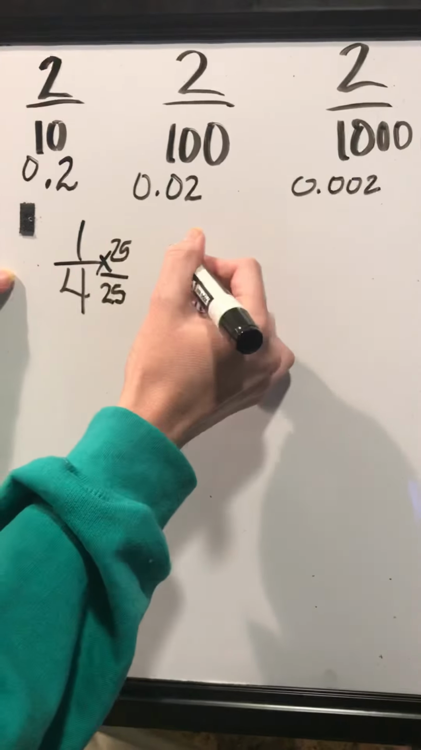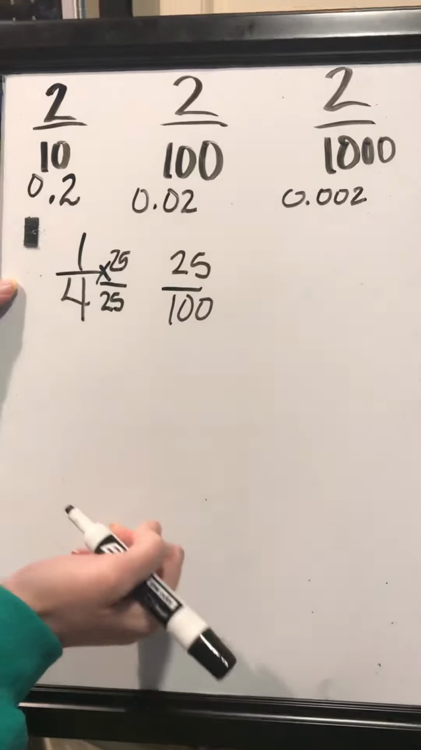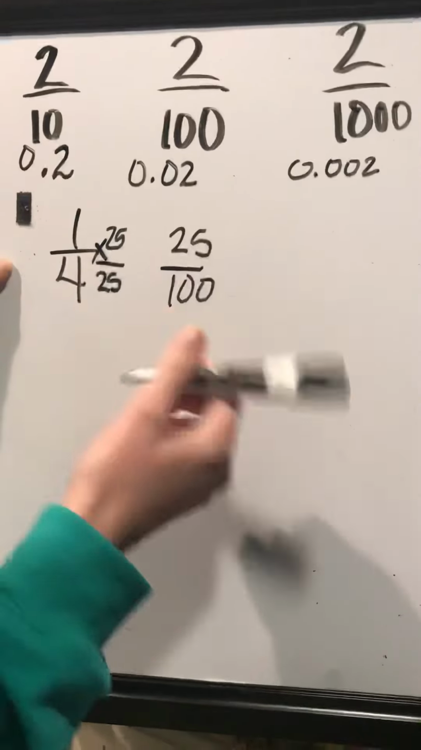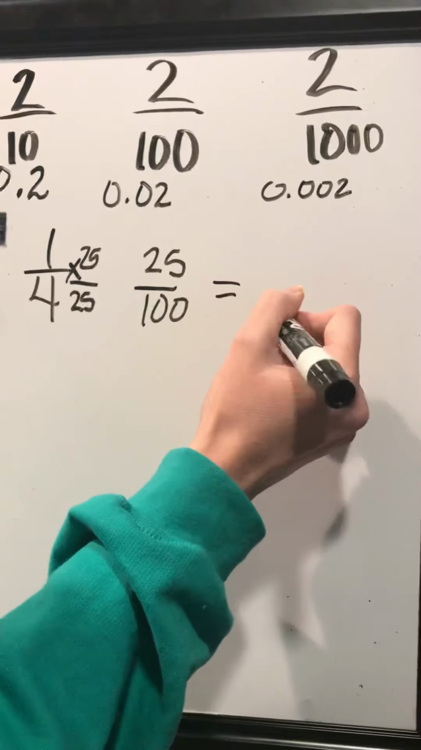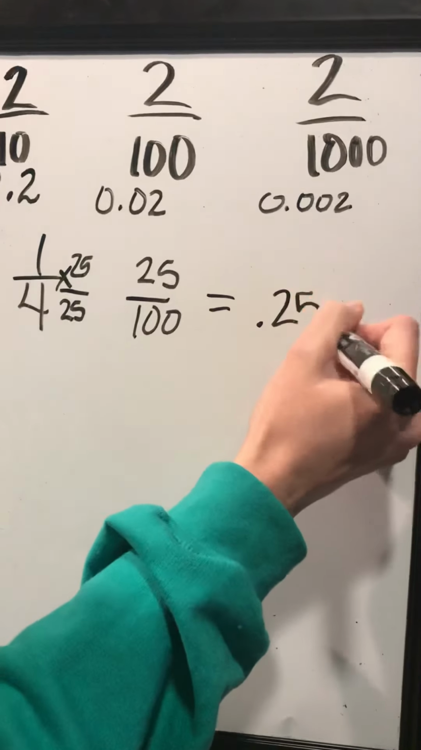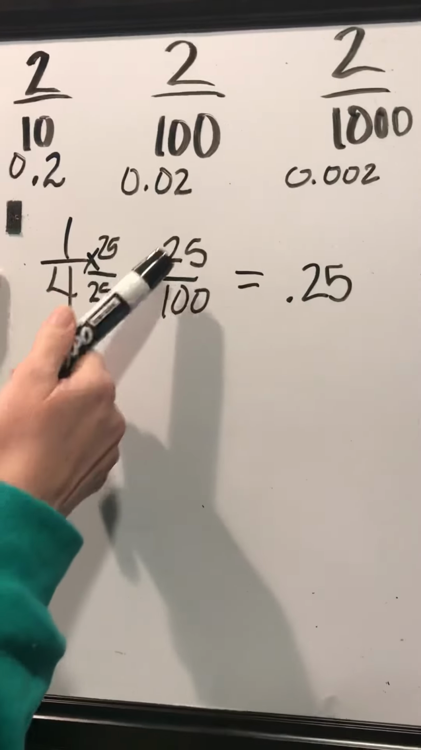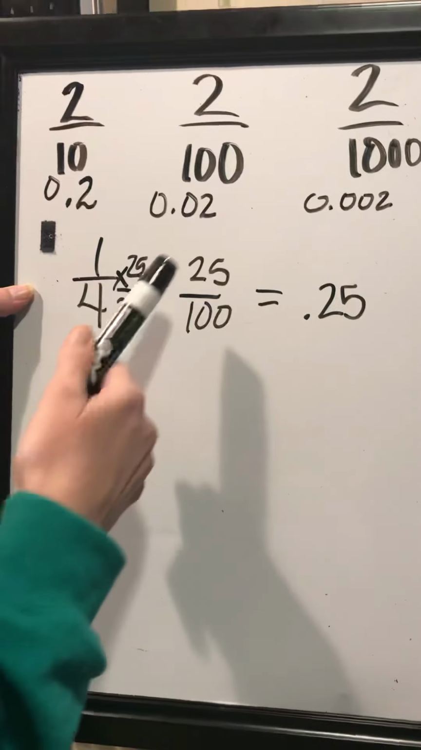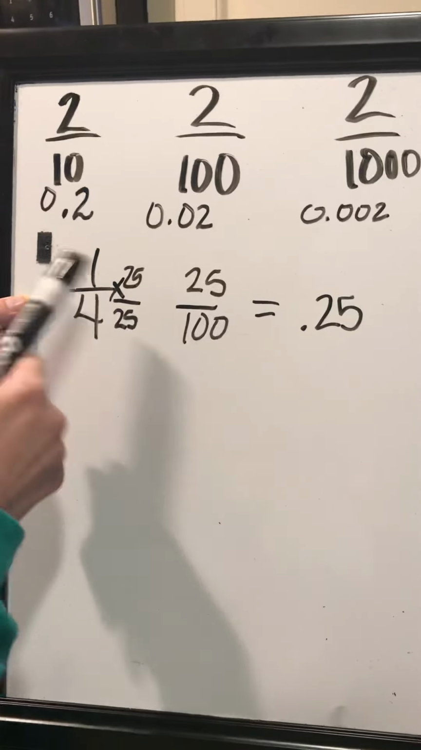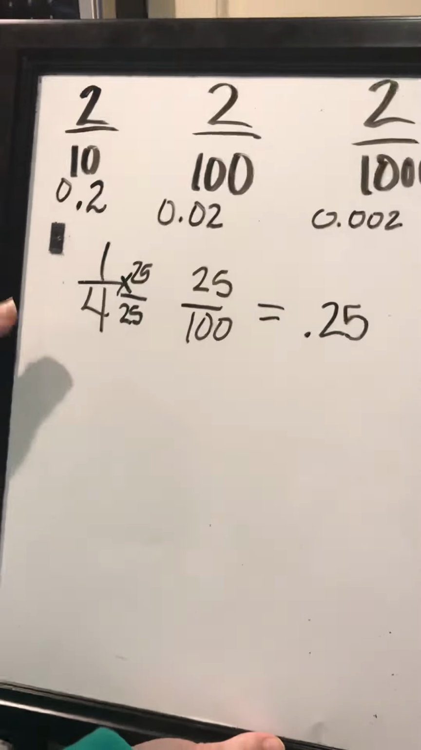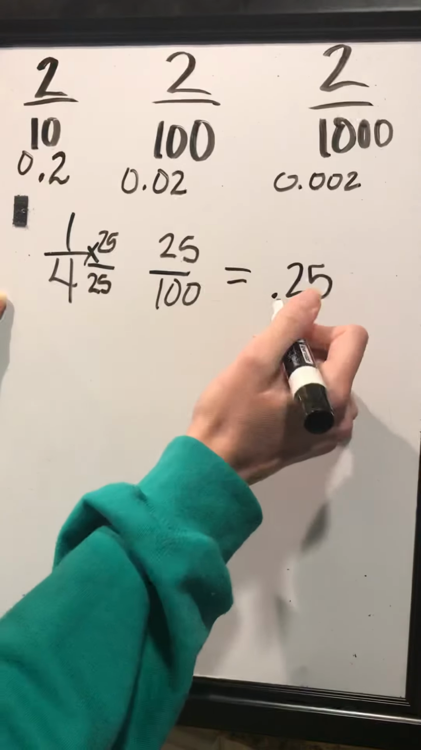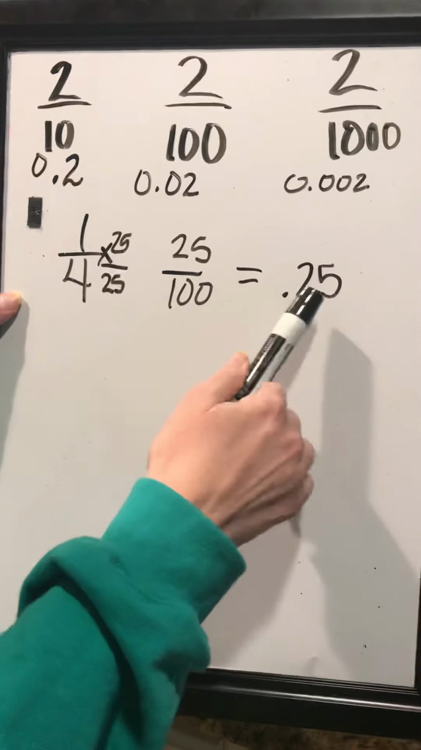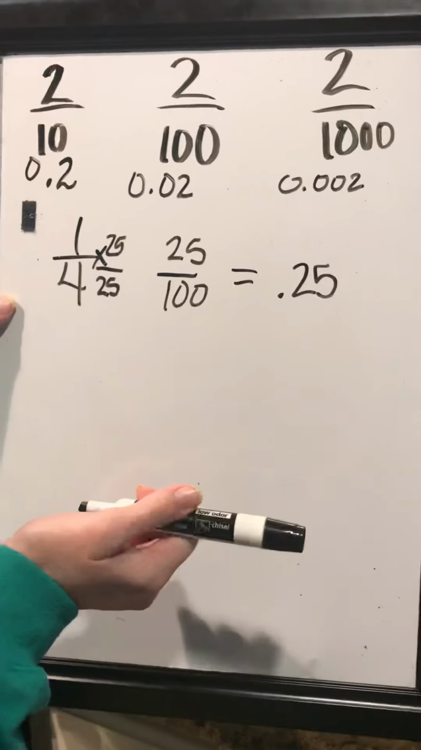So that gives me 25/100. So now I can easily write this as a decimal. 25/100 would be 0.25. And I could change this back, simplify it by dividing both of these by 25. I'd get back to the 1/4. So this is something that you might want to memorize, that 1/4 is the same as 25/100.